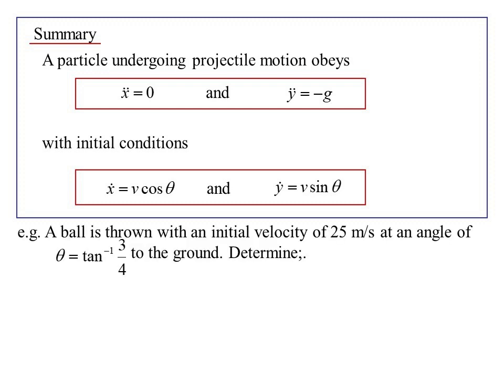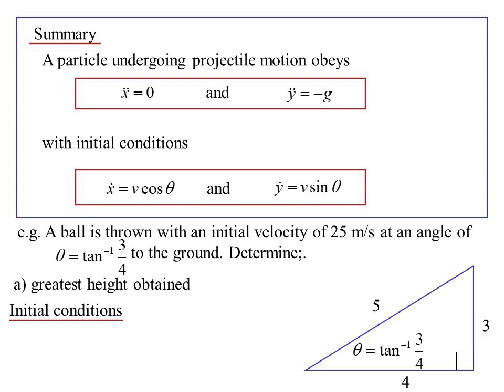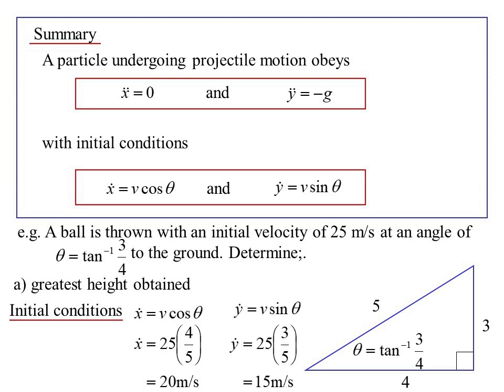Let's do a simple little example. A ball is thrown with initial velocity 25 metres per second, makes an angle of whatever the inverse tan of 3/4 is. Work out greatest height. Work out my initial conditions. I'm drawing up the triangle to work out our cosine and sine ratios. If that angle has an inverse tan of 3/4, opposite over adjacent, 3/4, hypotenuse is 5. So now I can substitute in. V cos theta ends up being 20. V sin theta ends up being 15.